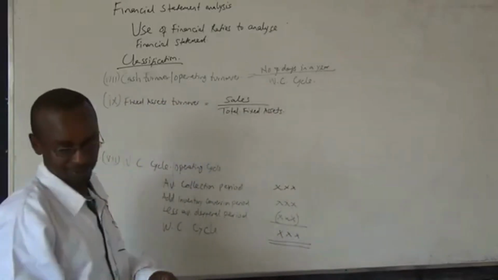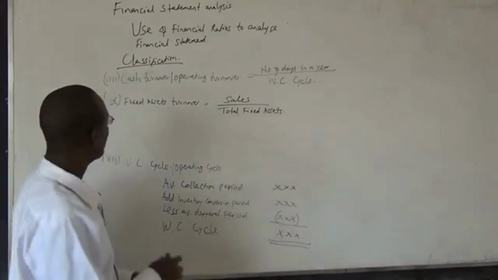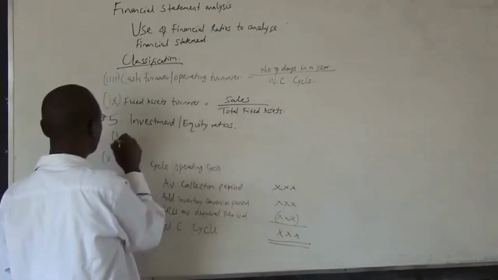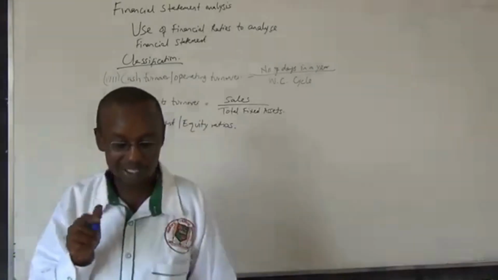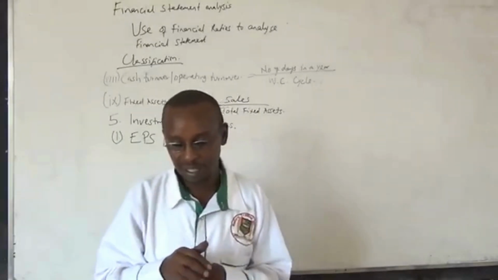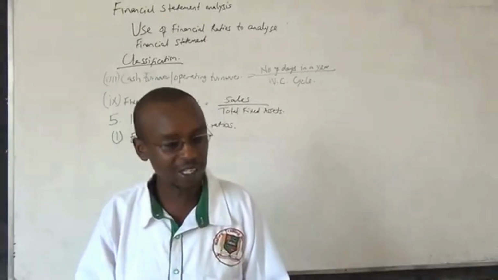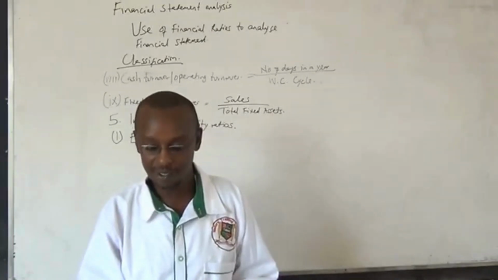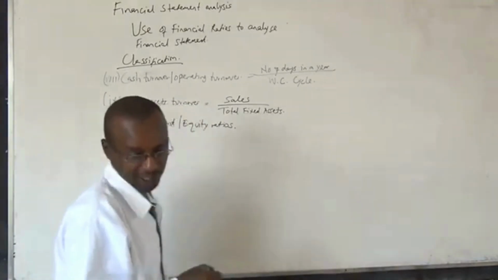Like that. Then lastly, investments or equity ratios. Number 1, we have earnings per share. This one indicates the amount that the shareholders expect to generate in form of earnings for every share invested. So it shows the profitability of a company on per share basis.